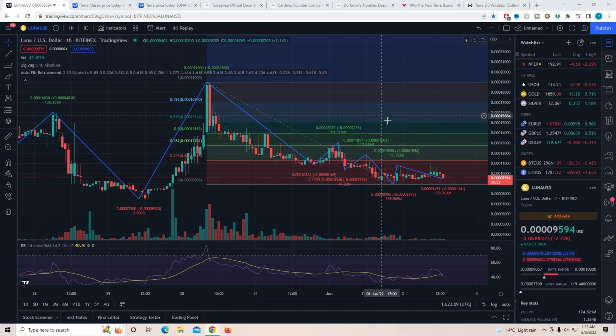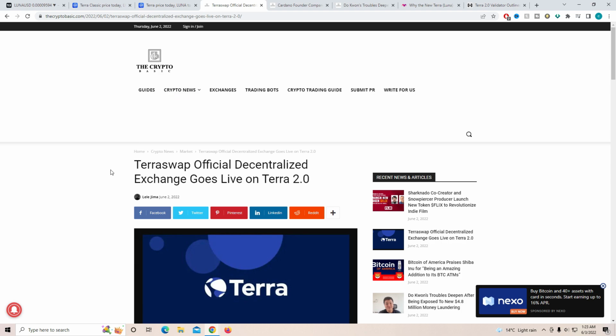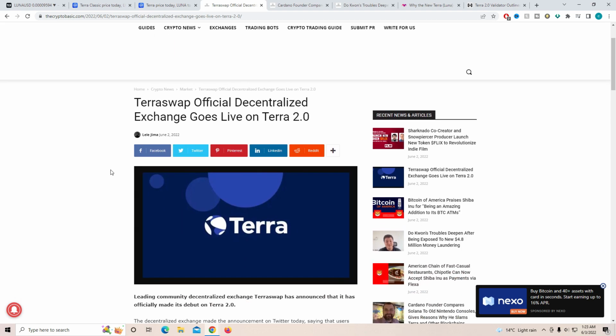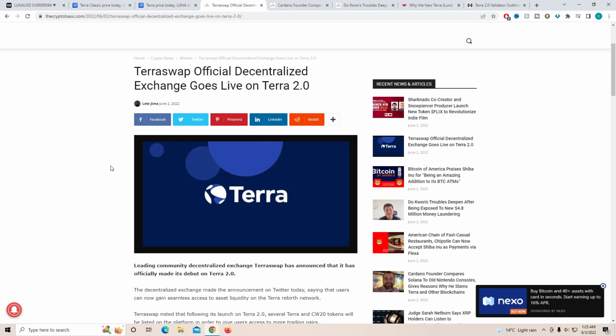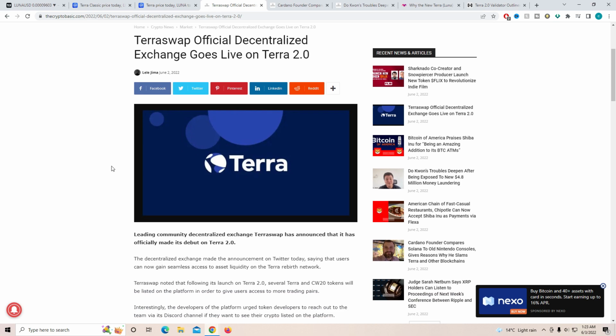So to begin with today's video, before we actually look at the chart for Terra Classic or Terra 2.0, I want to show you guys something pretty exciting. Terra Swap, the official decentralized exchange, goes live on Terra 2.0. Terra Swap was one of the most talked about topics when they announced they were going to be releasing Terra 2.0. How is it going to be working? Will they be split up? Terra Classic will have their own and Terra Swap will maybe make a new one for Terra 2.0. And right now we can see that it has just gone live, which is the exchange on Terra 2.0.